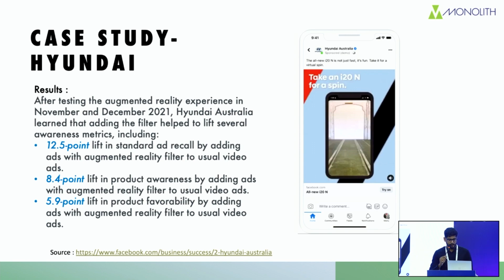And then a 5.9% lift in product favorability by adding ads with an augmented reality filter rather than usual ads. So 5.9% more favorable: okay, this is fitting for me. So they can come to a decision, right? Taking a decision is the biggest thing. Once they get a lot of information, they can take a decision, and product favorability has increased.